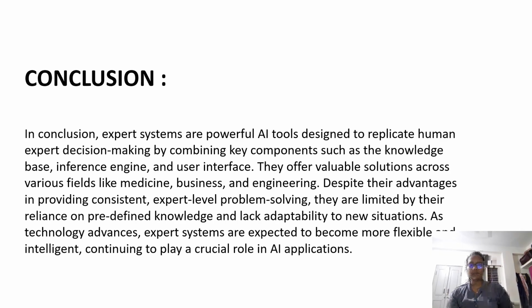So, the conclusion. In conclusion, expert systems are powerful AI tools designed to replicate human expert decision making by combining key components such as the knowledge base, inference engine, and the user interface. We have discussed all of these in the above. They offer valuable solutions across various fields like medicine, business, and engineering. We have seen the applications for this architecture in medicine, business, banking and engineering; all these are applications for the architecture of expert systems.